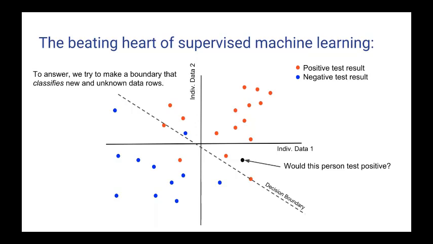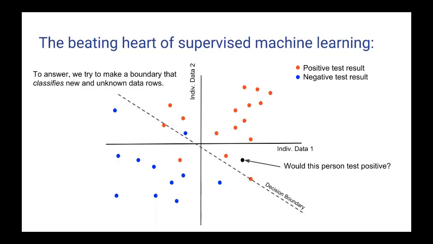And the idea of machine learning is to more or less draw a boundary across this space. We want to make a boundary that classifies these new and unknown data rows. So I ask, would this person test positive? Well, one model is a straight line across this space. If you're on one side, it's positive. If you're on the other side, it's negative. That's one generalizable model.